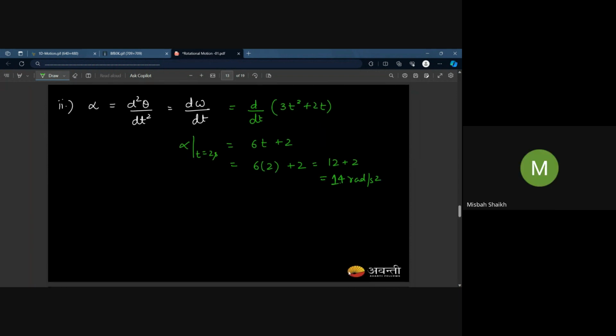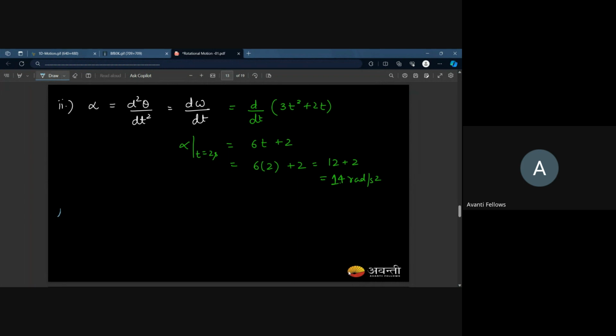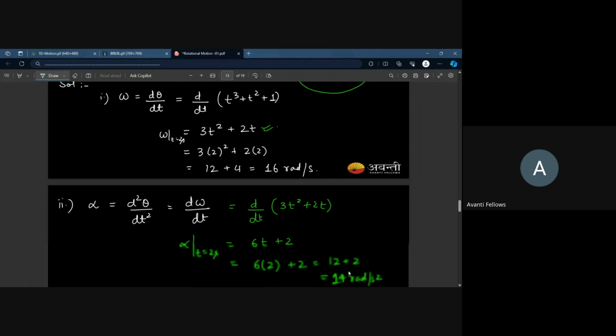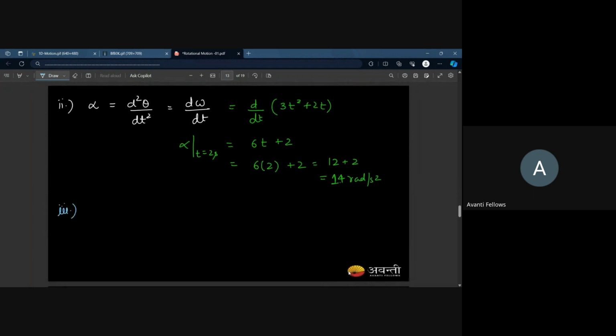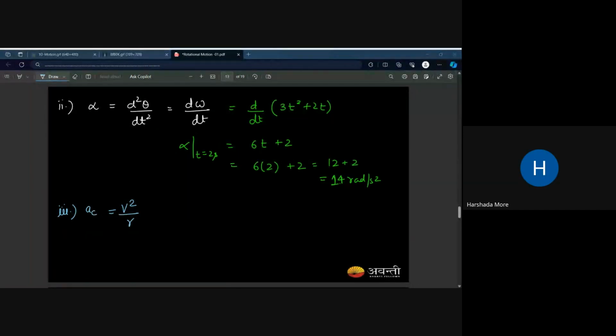Yes, ma'am. Okay, let's come to question third. They're asking you to find the centripetal acceleration. Ma'am, so centripetal. Haan ji beta. Ma'am, for omega I did integration. So how is it determined to do the differentiation?